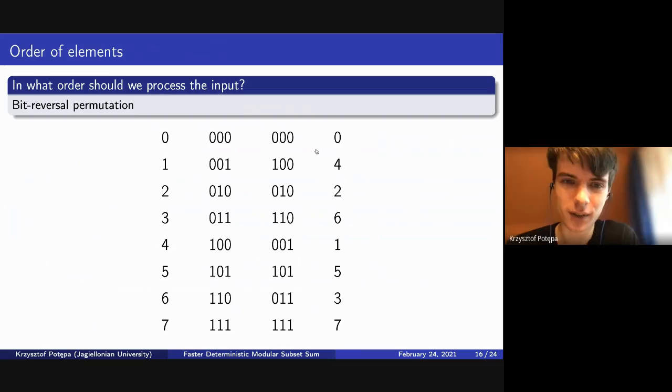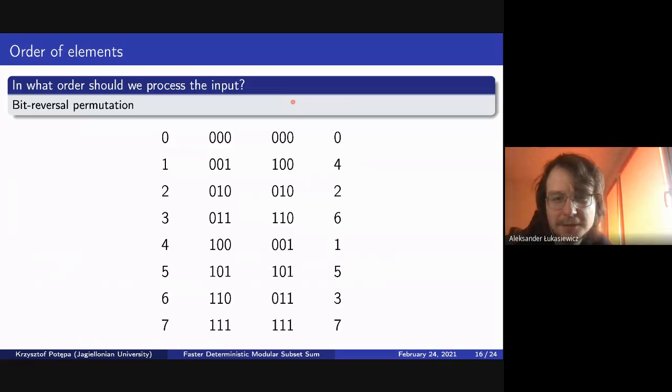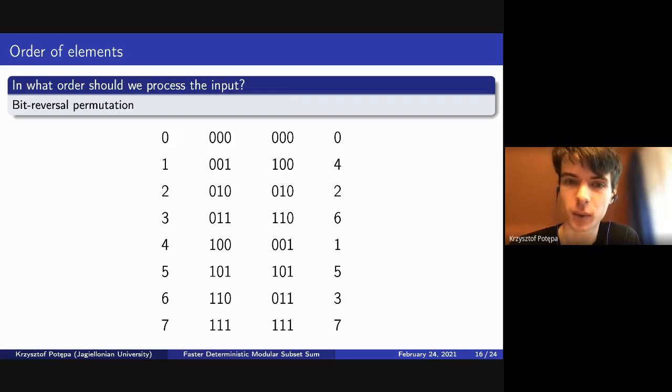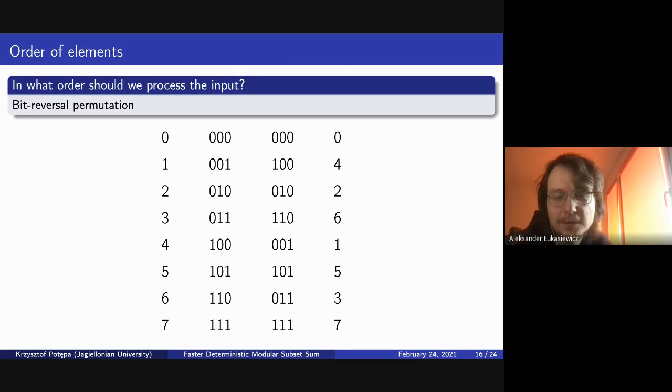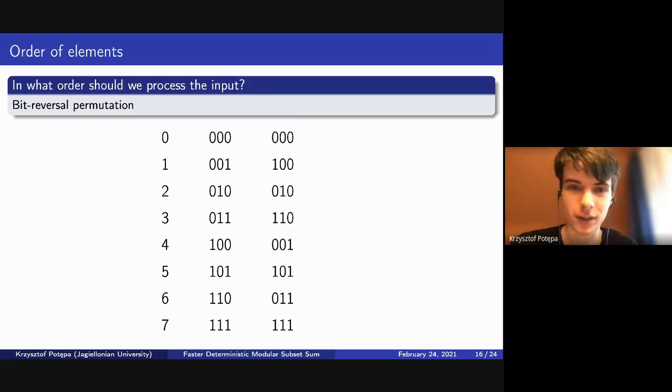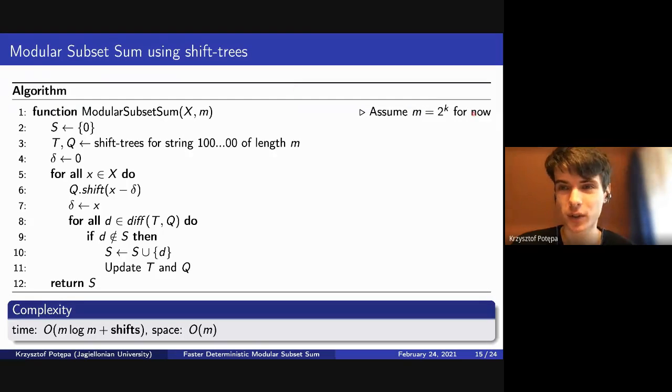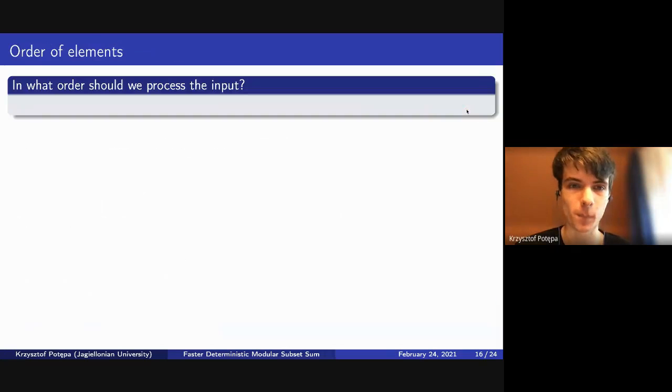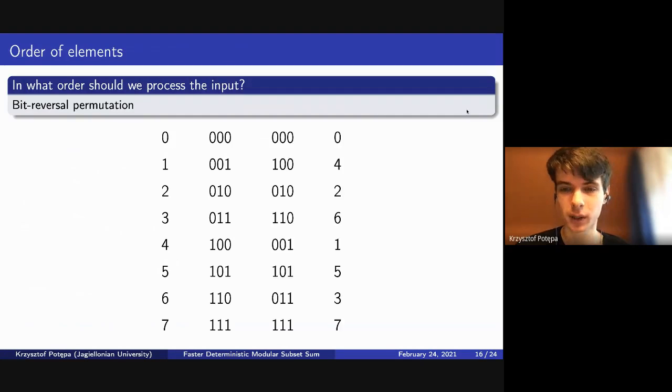What's the intuition behind this? We basically want the... But this is not dependent on m. It is dependent. Okay, so you assume that m is 2 to some power k. Yes, I forgot to say. For now, we assume that m is a power of 2 because we want to use shift trees directly. It's an easy fix. We'll come back to this later.